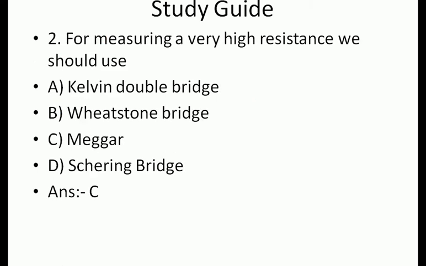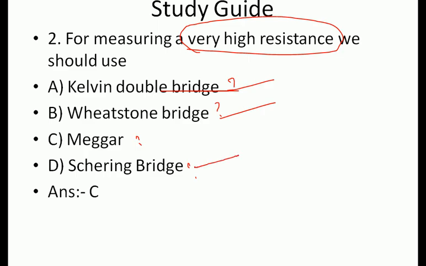And you have to remember all those questions and answers for your RRB JE examination. For measuring a very high resistance, very high insulation resistance, the question may be asked, we should use Kelvin double bridge, Wheatstone bridge, Megger, or Schering bridge. The Kelvin double bridge is used for low resistance, Wheatstone bridge for medium resistance, Schering bridge for capacitance, and Megger is for high resistance. Megger is a mega ohm meter, okay. It consists of an ohm meter with a DC generator, a hand driven DC generator. So the answer will be option C, Megger.